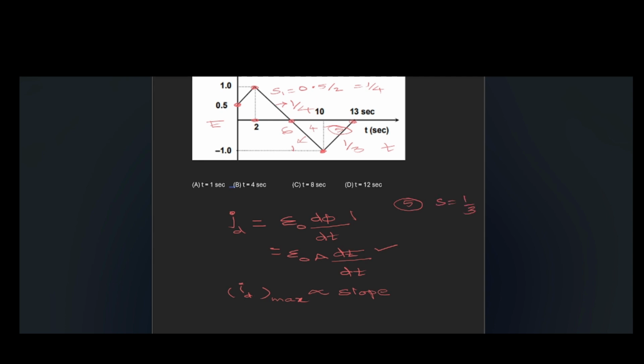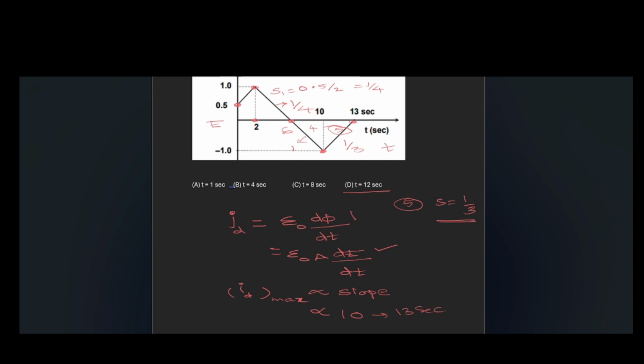So this is the highest slope among the rest. One is 1 by 4, this is also 1 by 4, this is 1 by 4, this is 1 by 3. Therefore, I_D maximum is present between 10 to 13 seconds, because there the slope we got is maximum compared to the others. Okay, so according to the options, if you check, the answer is 12 seconds.